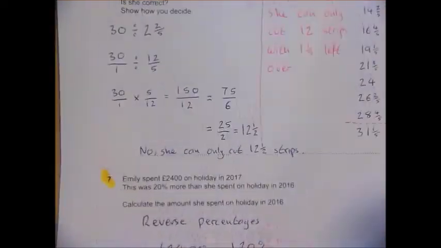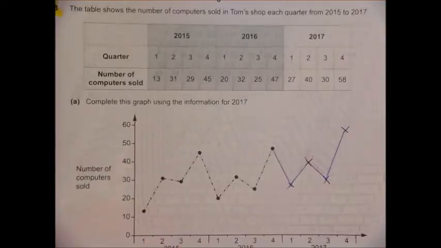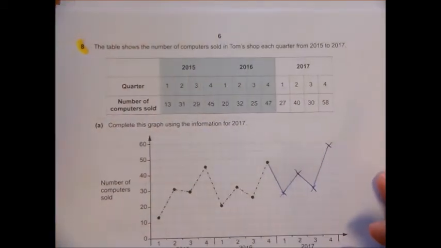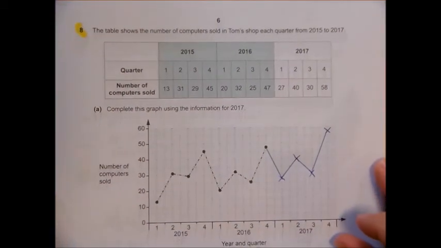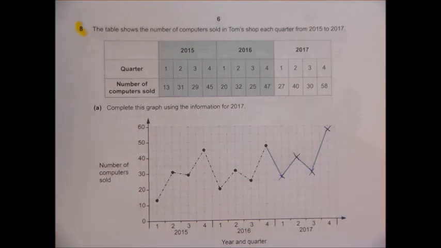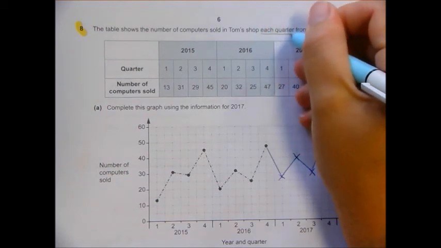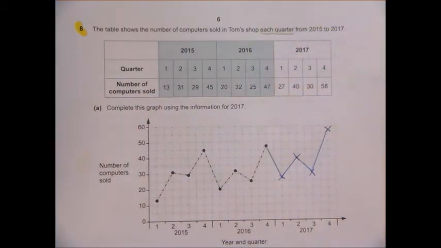Next question is question 8. Here we go. The table. Let's zoom out a little bit. The table shows the number of computers sold in Tom's shop each quarter from 2015 to 2017. When businesses talk about this sort of thing, each quarter is a quarter of a year.